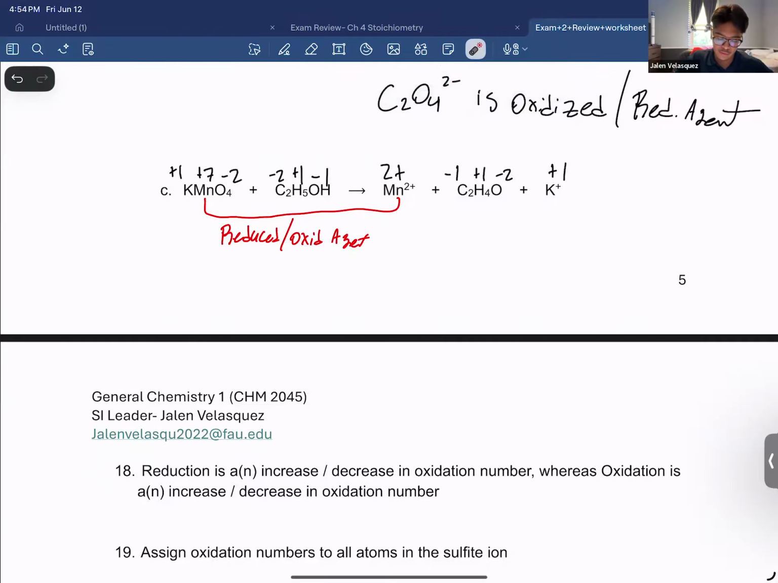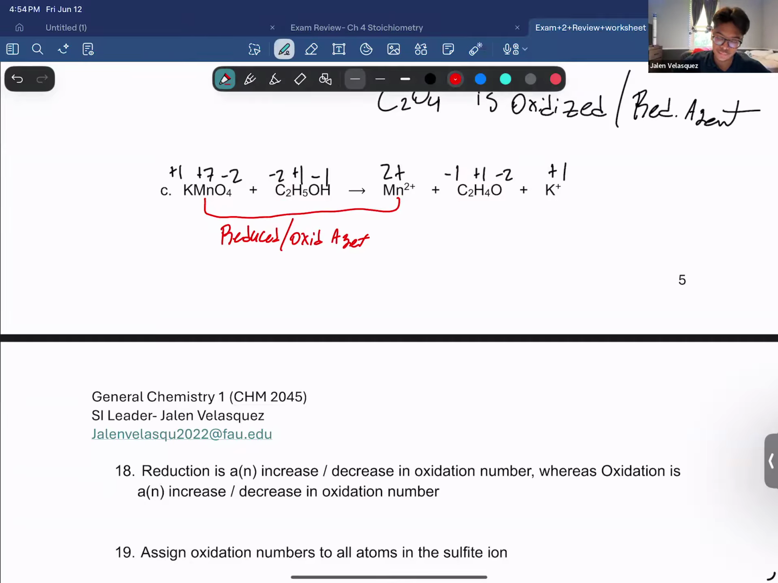And then carbon here, going from -2 to -1, that's getting more positive. Getting more positive, we're going to be losing electrons. So the ethanol is oxidized, and then it's also the reducing agent. Okay, any questions on how we did that?